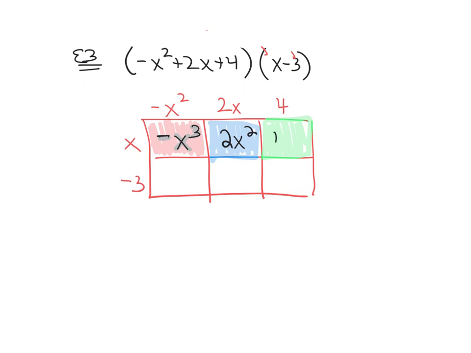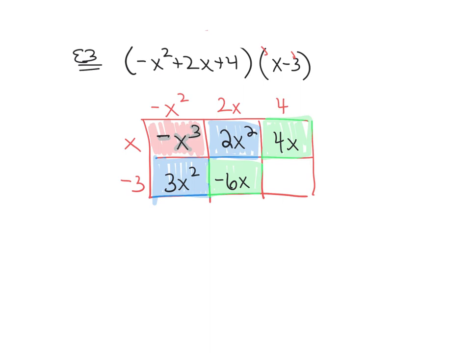And that's going to give you 4x. And then we're going to go through and do it with the negative 3. So we're going to have a negative 3 times negative x squared. And that's going to leave us with a positive 3, because a negative times a negative. And then the next one, we're going to do negative 3 times 2x. And that's going to leave us with negative 3 times 2 is negative 6x.